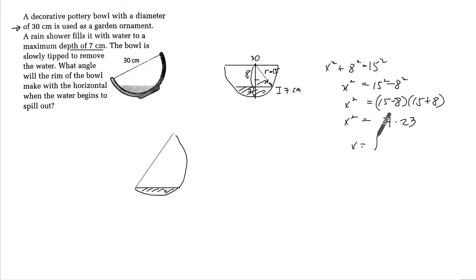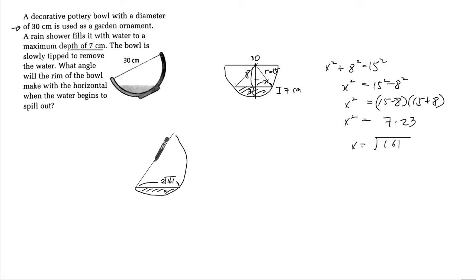It's not a nice number. So what is that? 140 plus 21, that's 161. Okay, x is the root of 161. So this is now 2 root 161, since that was half of it.